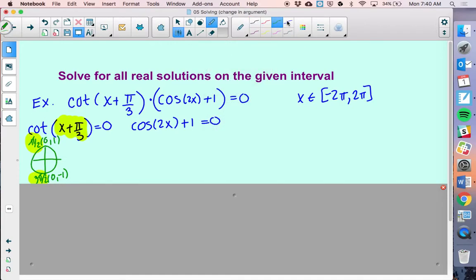So I'm going to set them equal. I'm going to say x plus pi over 3 has to equal pi over 2, and then plus 2 pi n, right? Because I could go around the circle an infinite number of times there. I can also say x plus pi over 3 equals 3 pi over 2 plus 2 pi n. I'm going to subtract pi over 3 to isolate my x.